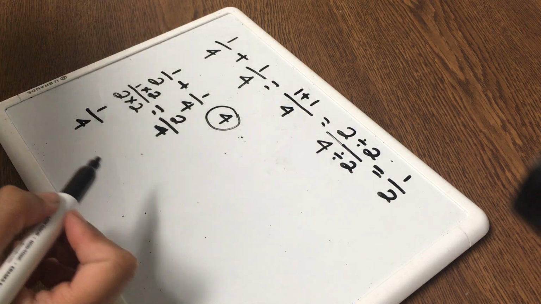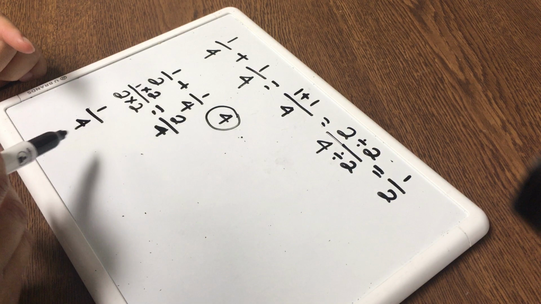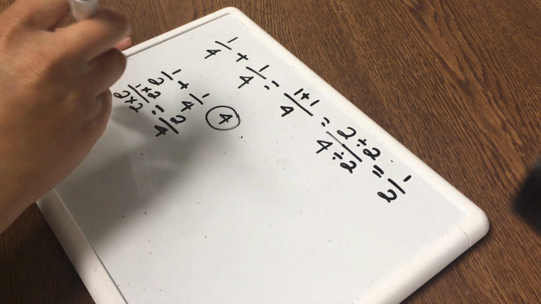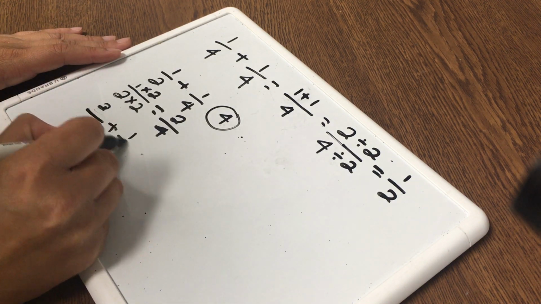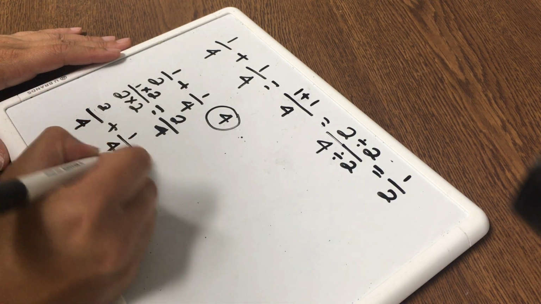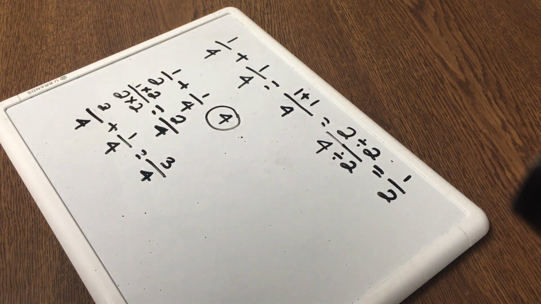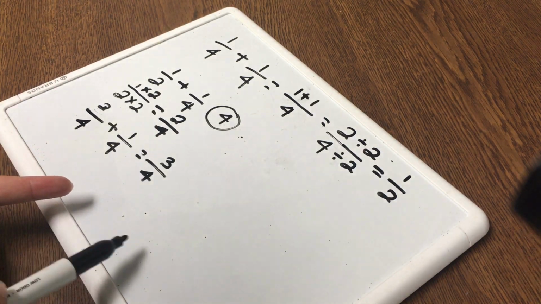You don't really have to change anything for this one, only because your denominators are already the same. So what you would do is 2/4 plus 1/4, which equals 3 over 4. Now, do we have to simplify this? No, because no one number can go into 3 and 4 at the same time.